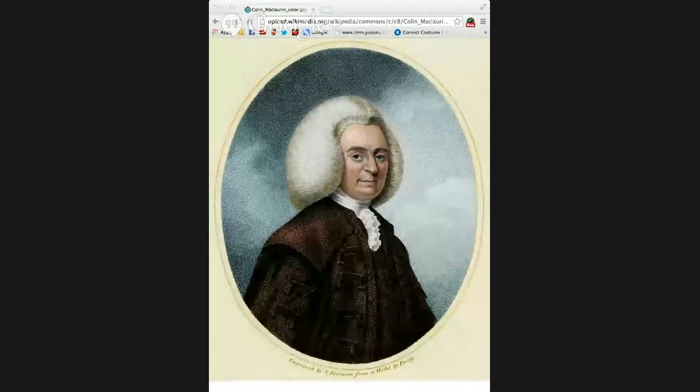Colin Maclaurin. Here he is, Colin Maclaurin, a Scottish mathematician who is attributed with the special series called Maclaurin series. Okay, so let's get to the example.